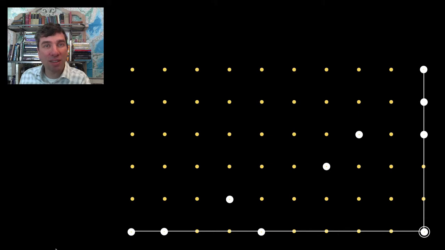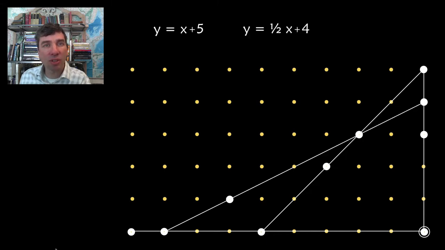Those are the points, and here are the lines. y = x + 5. y = 1/2 x + 4. And y = 1/3 x + 3.